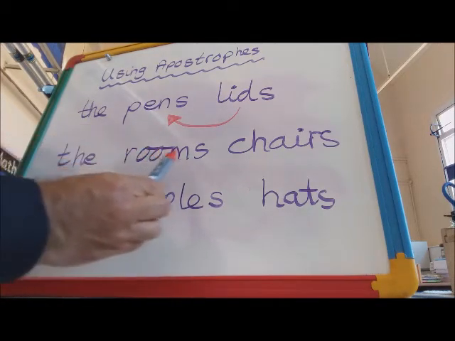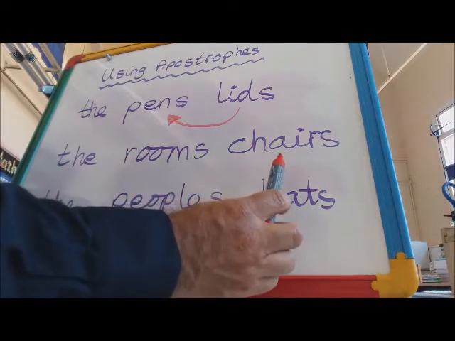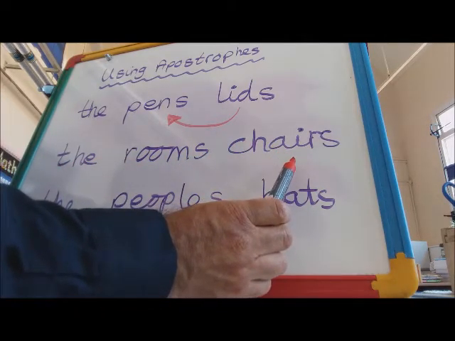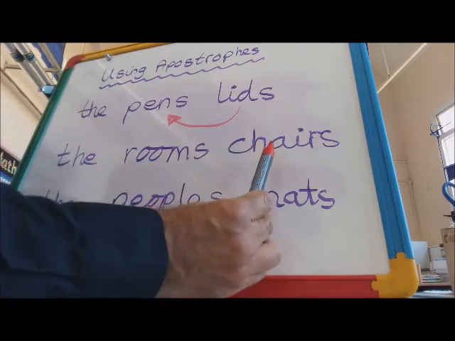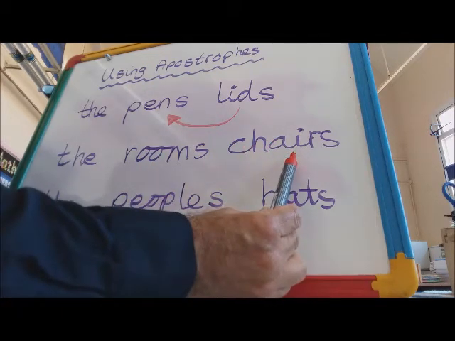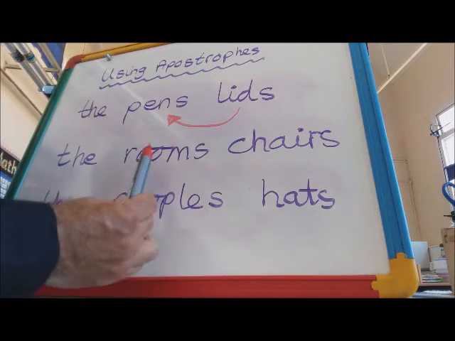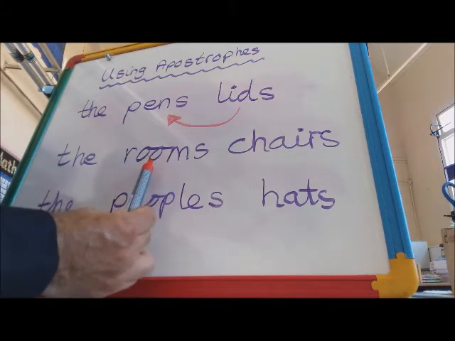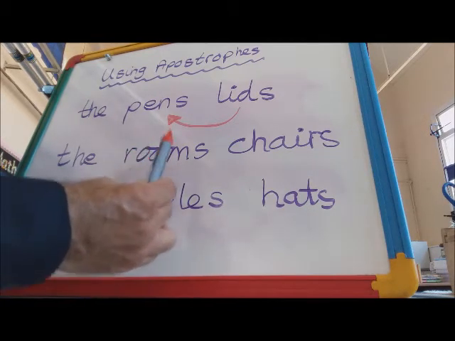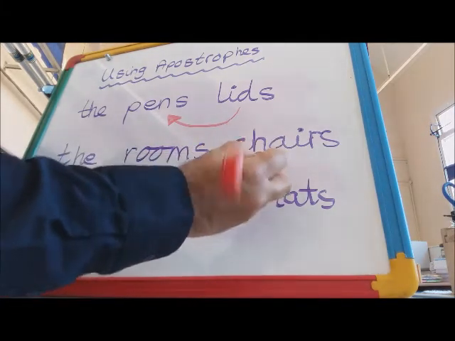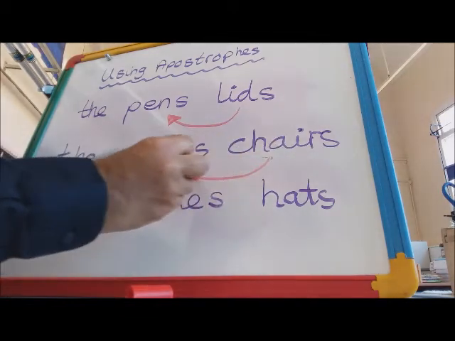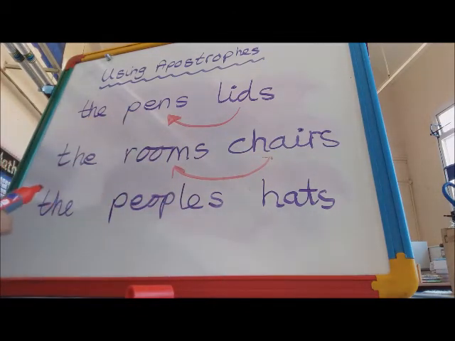In the second example, we've got the rooms' chairs. Now, let's just pretend that we've had some kind of performance and we've taken chairs down into the gym so that people can come and watch the performance, and people will sit on chairs. And the chairs have been taken not from one room, but from lots of rooms, from 4RS and 4SE, and from the year 6 rooms and year 5 rooms, etc. So lots of chairs which belong to lots of rooms.